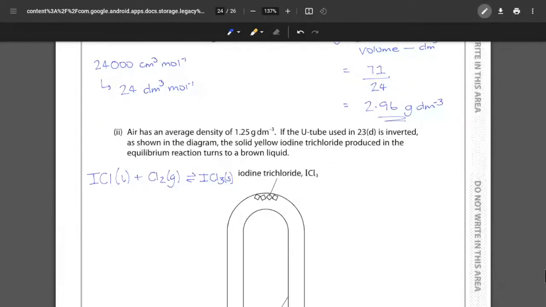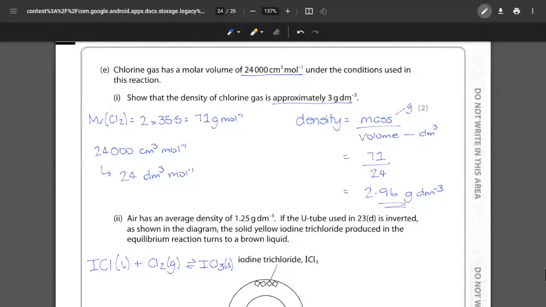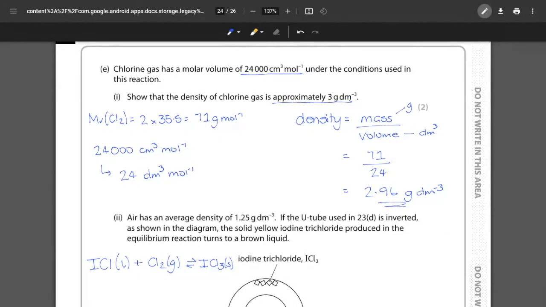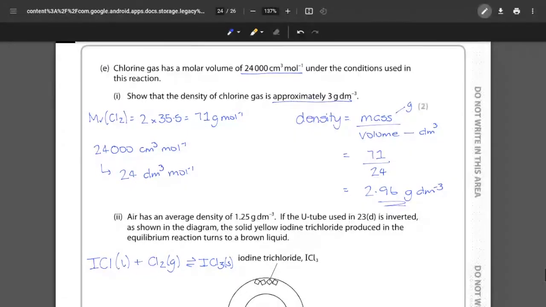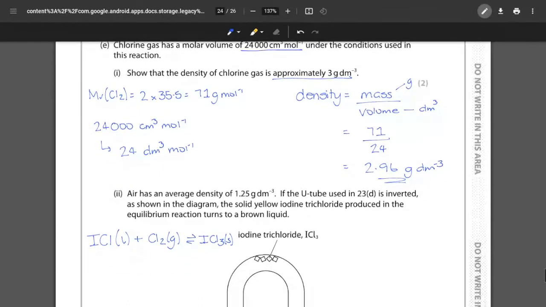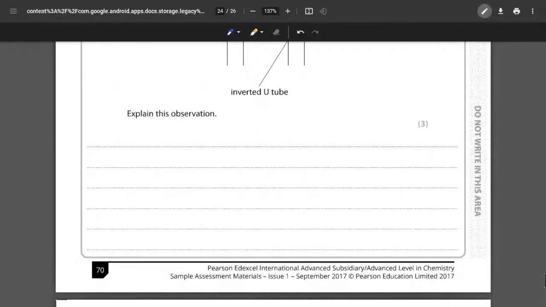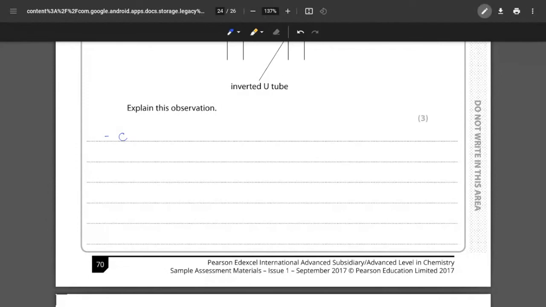So we've just worked out that the density of chlorine is approximately 3 grams per decimeter cubed. That was done for a reason. You weren't just asked that randomly. If you then compare that to the density of air, we can see that chlorine is more dense. So we know that chlorine is more dense than air.